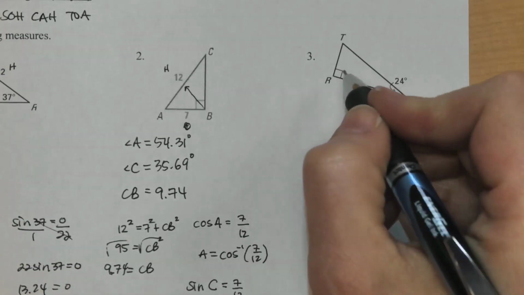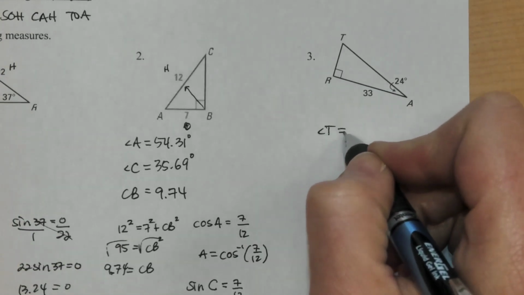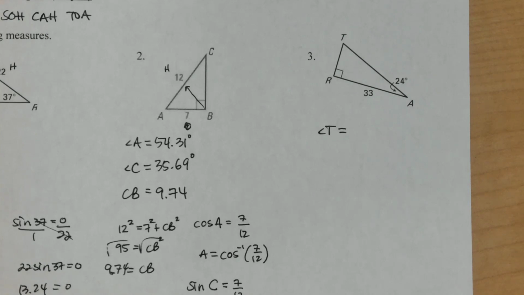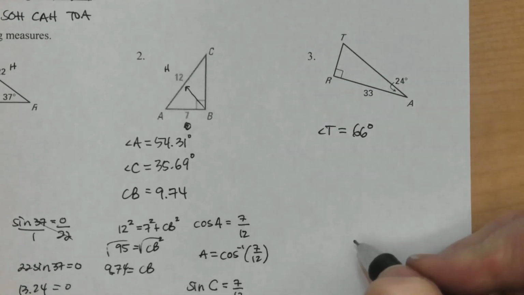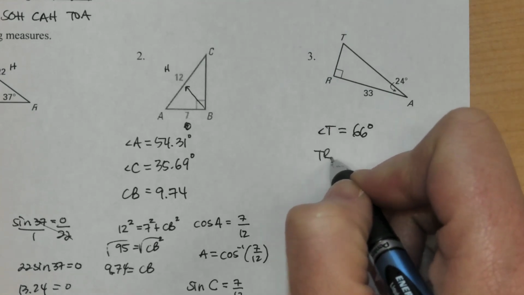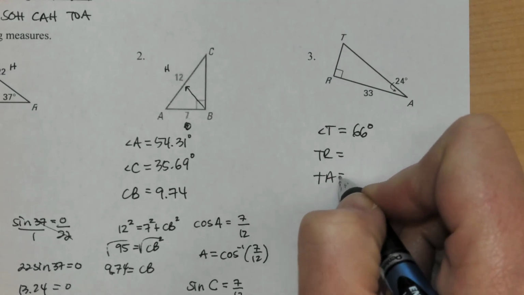So we've got this angle, we've got the 90. We should be able to figure out angle T pretty easily. 180 minus the 90 minus the 24 would leave me with 66 degrees for angle T. We need to find TR and we need to find TA.